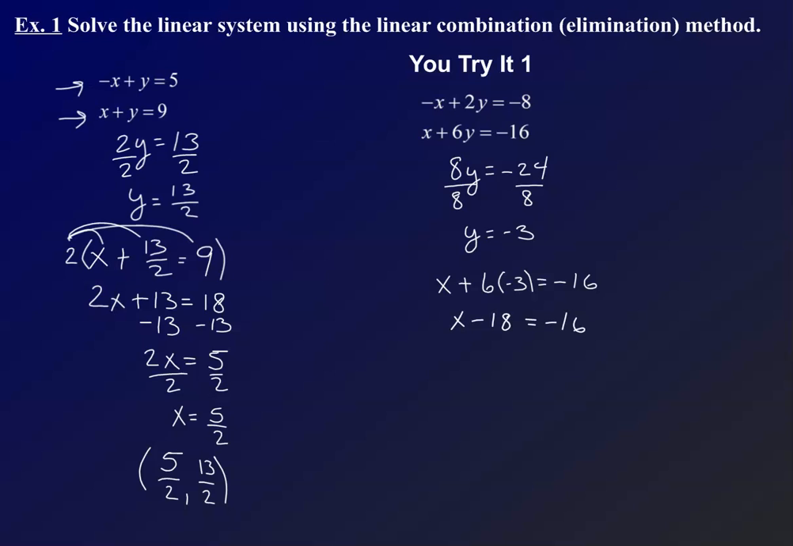equals negative 16. To get rid of the 18, I've got to add 18 to both sides. Now I'm left with x on the left. 18 minus 16 is 2. And again, we write our answer as an ordered pair, 2, negative 3. And that's your first example.